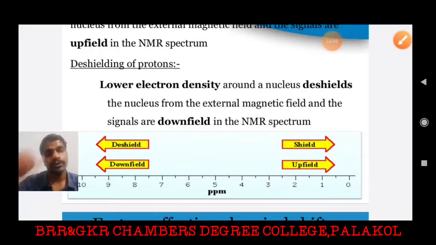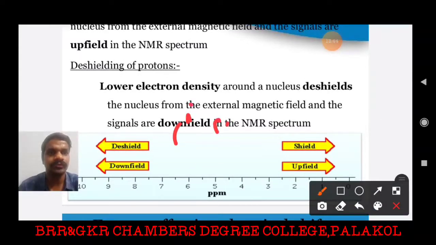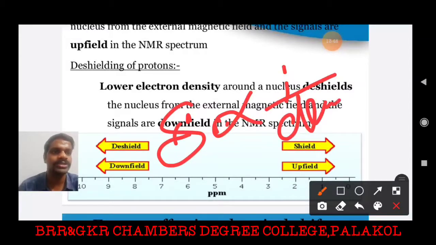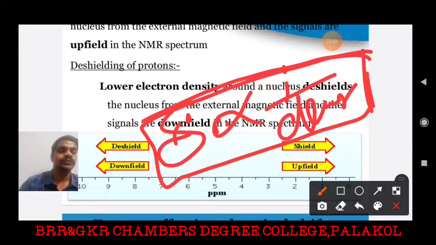Here we have to know one important point for the determination of the chemical shift value, that is, chemical shift value. That means delta is inversely proportional to electron density. It is the most important point. So please all the students remember this point. The chemical shift value is inversely proportional to electron density.